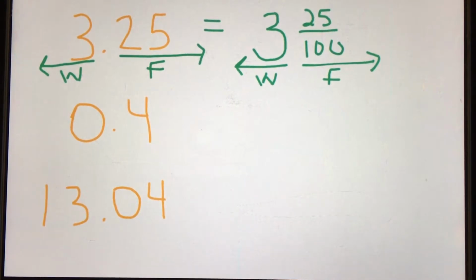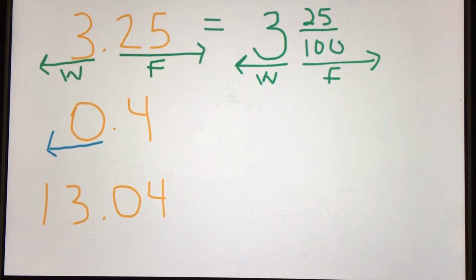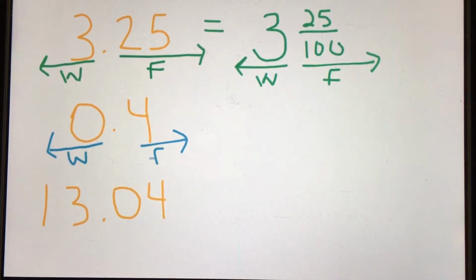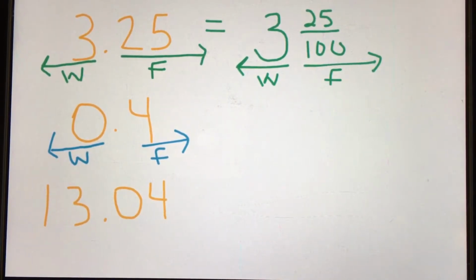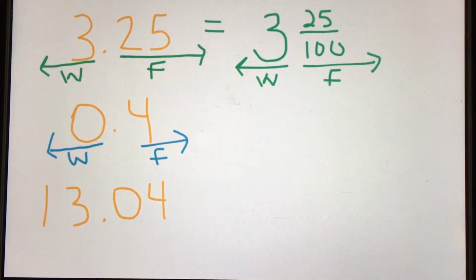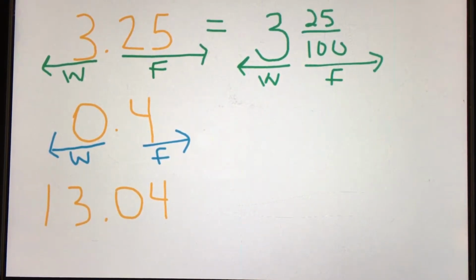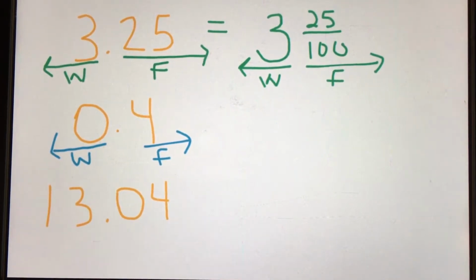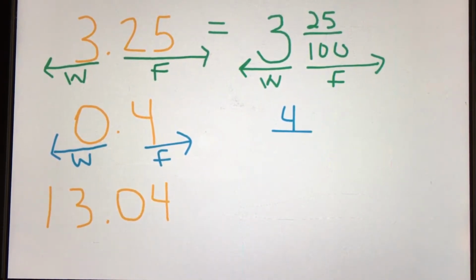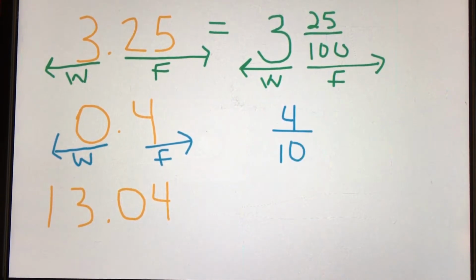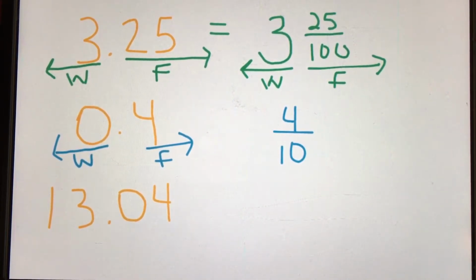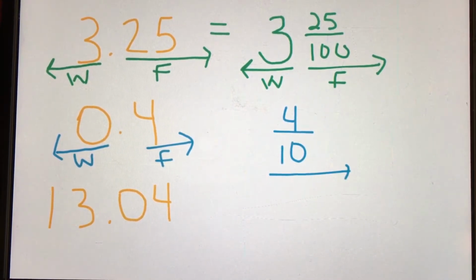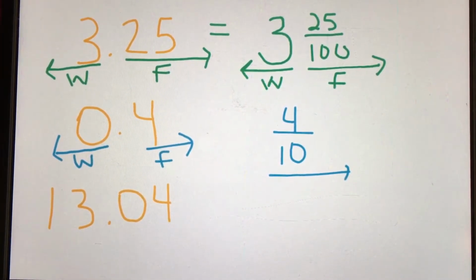Let's look at this one. Here's my whole number part. Here is my fractional part. Okay, well, when we write this as a fraction, we hear 4 tenths. So I see right here that this is my 4 and this is my tenths, because I'm writing the fractional part. But you say there is a whole number here, and the whole number is 0.